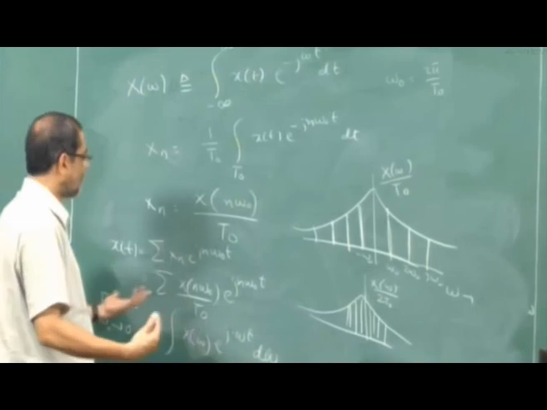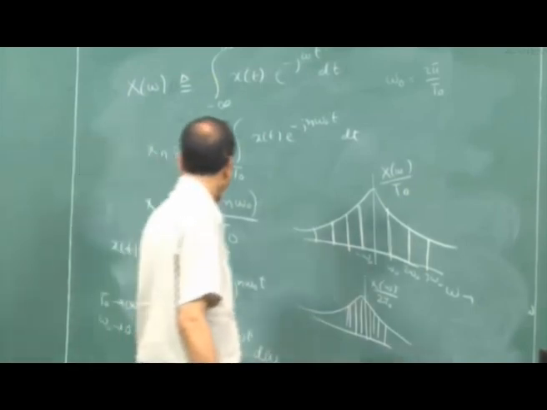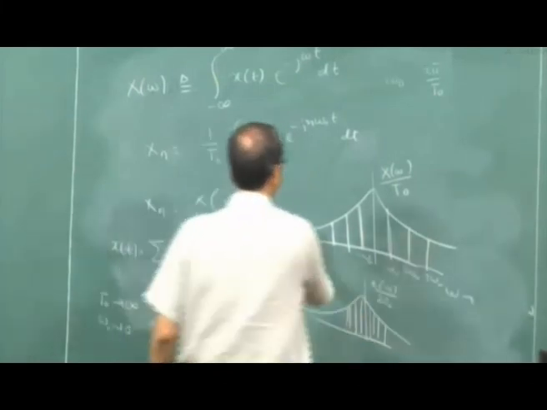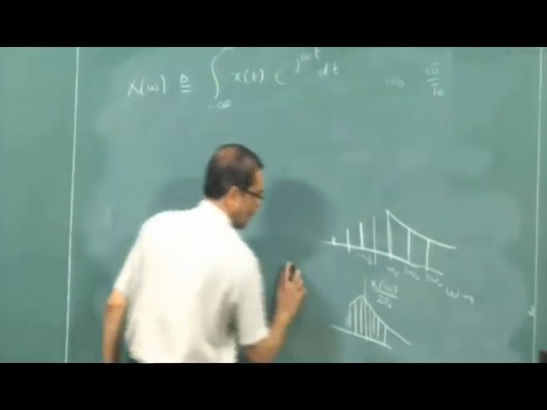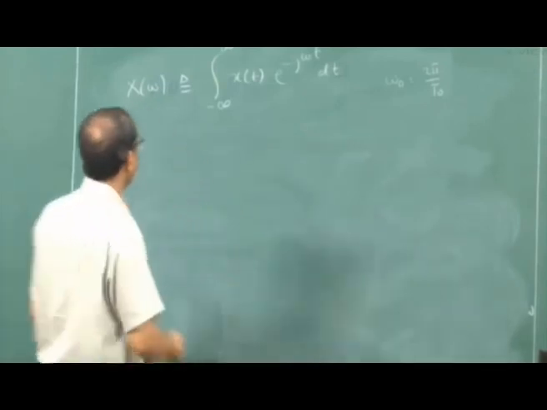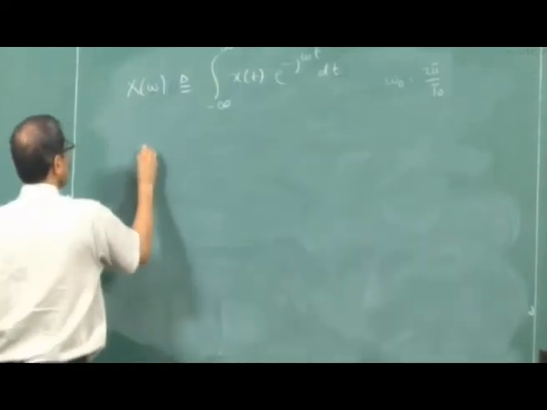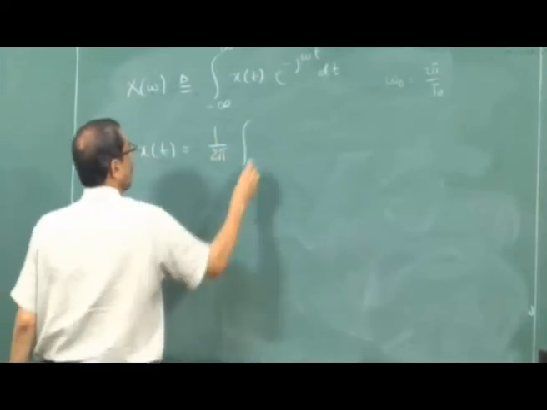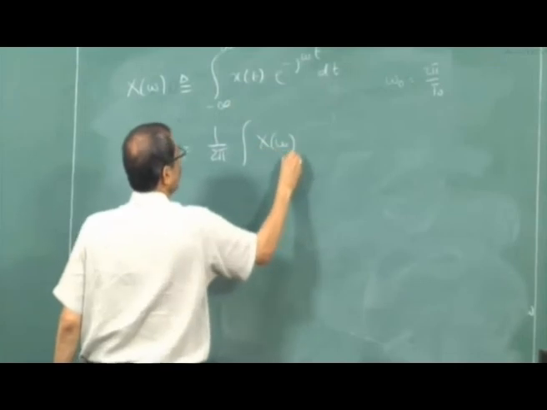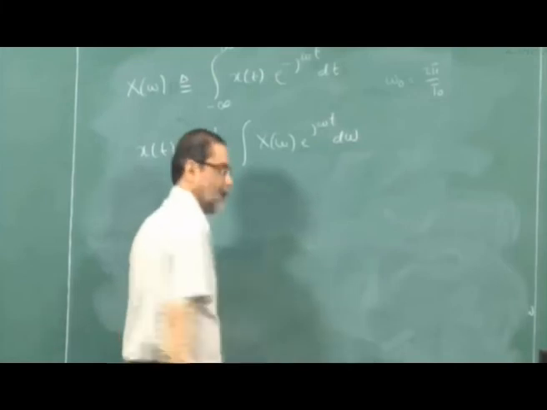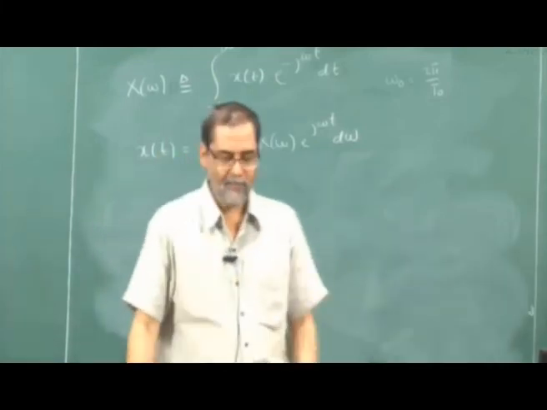So that is the relationship now between x of t and x of omega. So I have a pair of relationships. I'm in a hurry, so I'll come back and do this again next week. I didn't quite explain how the 2 pi comes in. So I have x of t as 1 by 2 pi integral of x of omega e raised to j omega t d omega. Okay. I'll come back and talk about this next time.